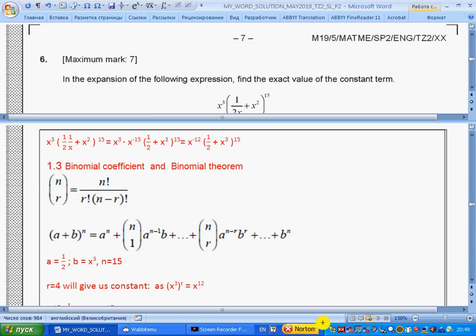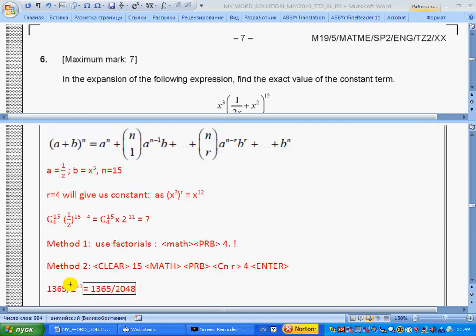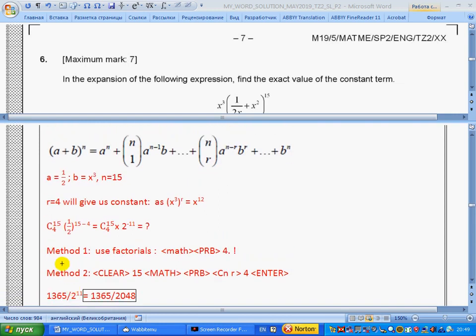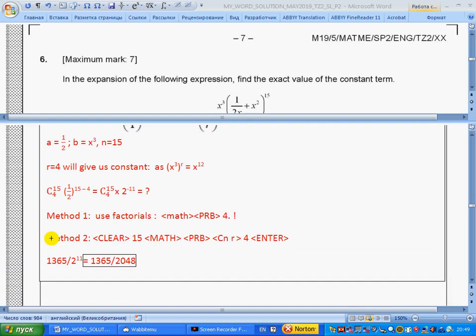To have a constant, we have the binomial expansion. Let's look. So, for example, b is x cubed. So x cubed to the r power should be 12. Minus 12 and 12 will give us 0. It means that a equals 1 over 2, b equals x cubed, and n equals 15, and r equals 4. So we should find this combination.